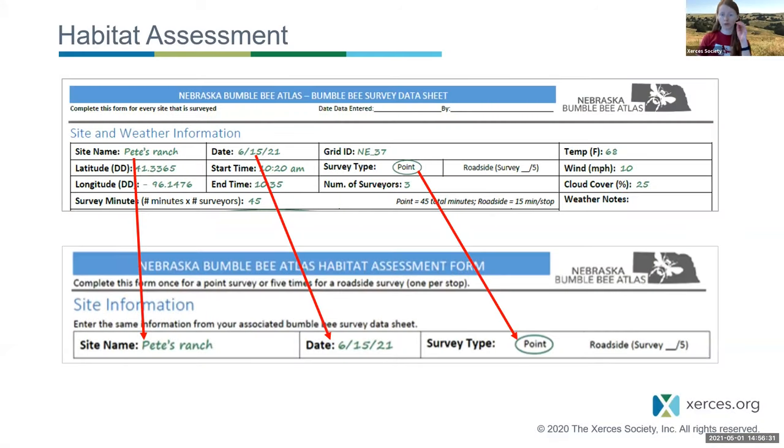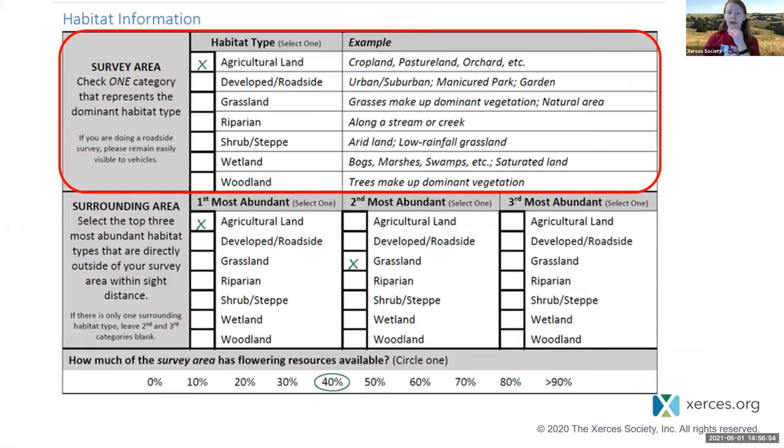And so when you look at the top of your bumblebee data sheet, when you start your habitat assessment after you've processed all your bumblebees, you're going to connect it so that it's the same on your habitat sheet. So the same site name, the same date, and the same survey. That way, when you go home later to upload your data, you know which bumblebee survey connects with which habitat assessment.